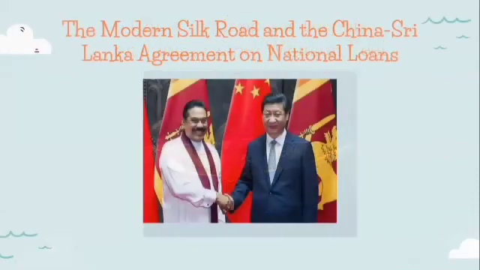Last, the modern Silk Road and the Sri Lanka-China agreement on national loans. Before the COVID-19 pandemic, China had established a modern Silk Road, also known as the Belt and Road Initiative. It aims to boost trade between China and many other countries, which agreed to strike deals with China to achieve a new trade route and diplomatic relations.